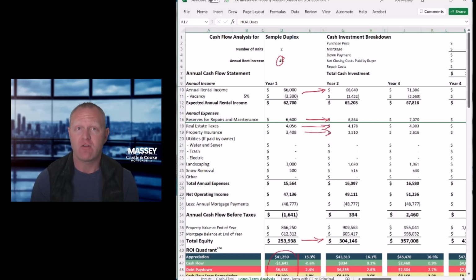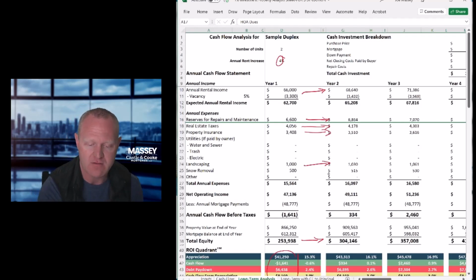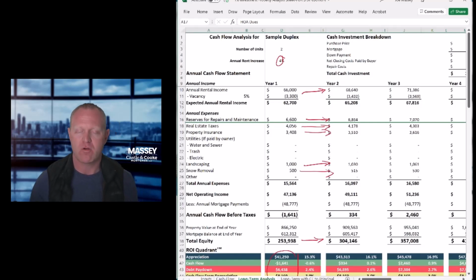Well, everybody's favorite word right now starts with an I, inflation. All right, the spreadsheet assumes inflation at a 3% annualized rate over the next 30 years, which is very common over the past 30 years. So this assumes that landscaping is going to be more expensive, snow removal is going to be more expensive. Everything in the property is going to become more expensive with one exception.